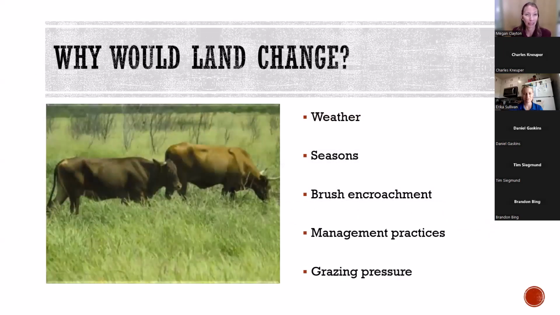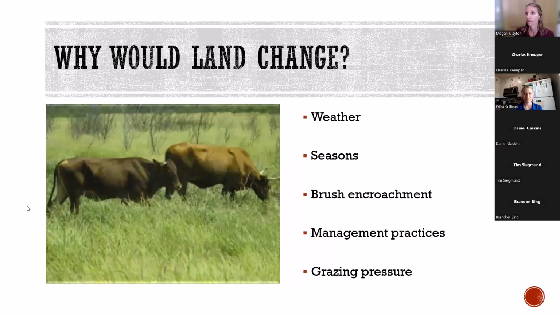So first of all, why would land change? Well, obviously, a lot of us have seen it change either because of weather conditions, because of different seasons that we move through, due to brush encroachment, management practices that maybe have been applied either naturally through weather conditions or maybe man applied practices. And then, of course, different grazing pressure, not only from livestock, but also the grazing pressure that's put onto them from wildlife species can drastically change the way our plant communities are responding and the way they change over time.